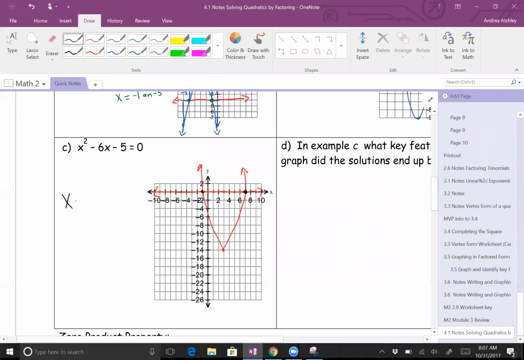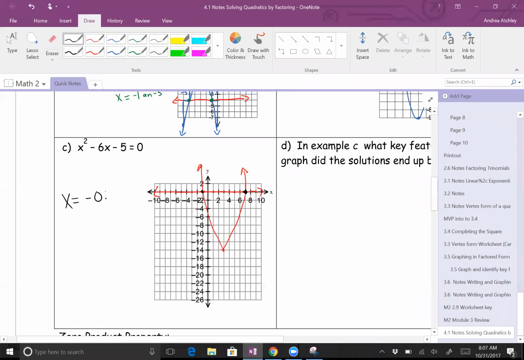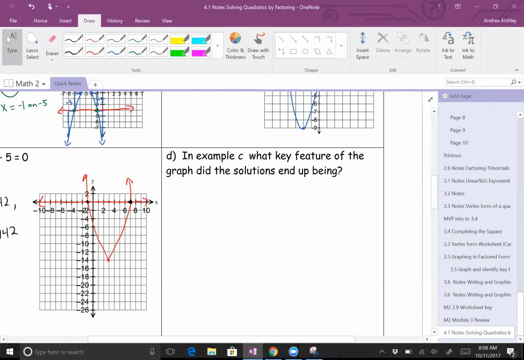So x equals negative 0.742 and 6.742. Again, not fun and not easy to graph. So we will show you another way. So in example C, grab the packets.